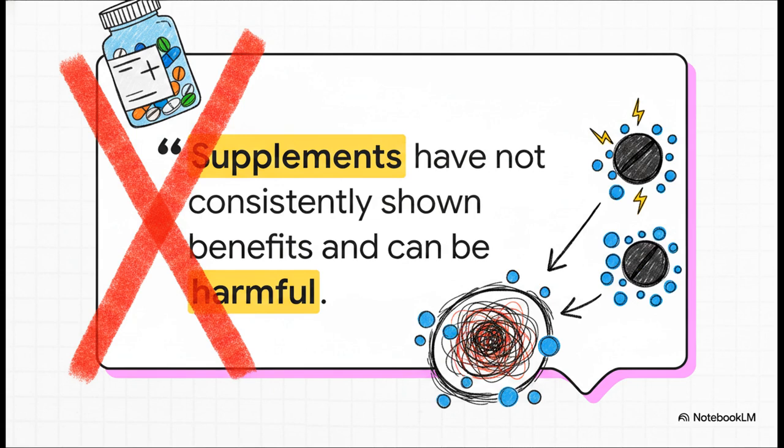As the research clearly shows, antioxidant supplements have not consistently shown benefits for preventing disease in the general population. In fact, excessive supplementation can actually be harmful. Remember, our bodies need some ROS for immune defense and cellular signaling. Flooding your system with artificial, pill-form antioxidants can completely disrupt those vital physiological roles. It's all about balance, not overload.